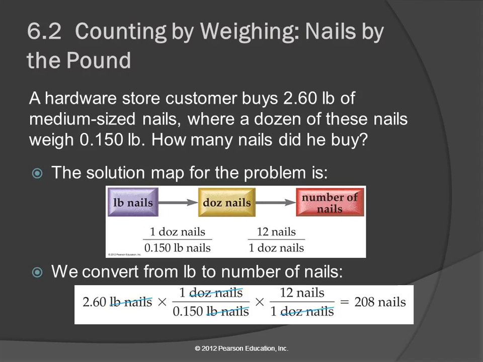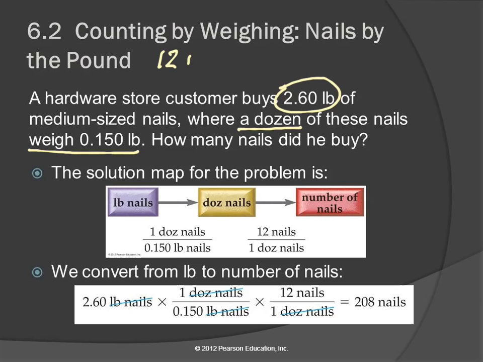So counting by weighing, let's think about this. This comes down to a dimensional analysis problem. A hardware store customer buys 2.60 pounds of medium-sized nails, where a dozen of these nails weigh 0.150 pounds. How many nails did he buy? Well, there's some numbers in this problem, right? 2.60 pounds of nails, and then it says a dozen weigh this much. That's a relationship.